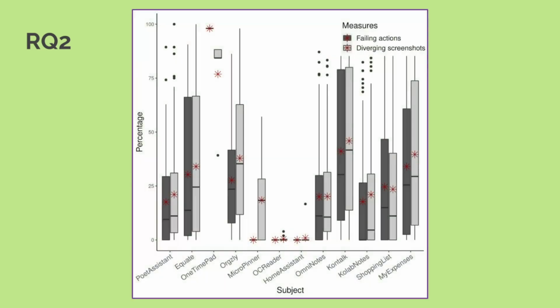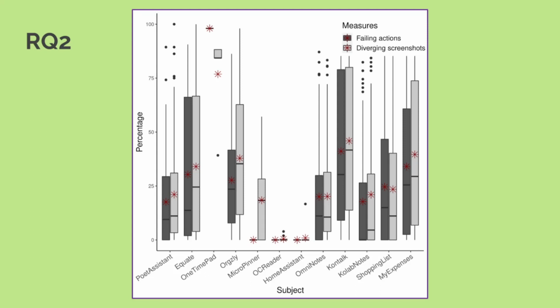Now for research question 2, this figure shows the percentage of failing actions and diverging screenshots when running the synthesized Espresso tests. We refer to diverging screenshots as points in the test execution where the original widget-based test sequence and the synthesized Espresso test diverge. That is, when they are in a different UI state. We find that, on average, each test case had 25% of actions fail and 30% diverging screenshots.